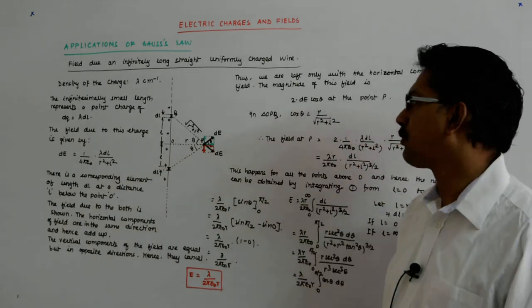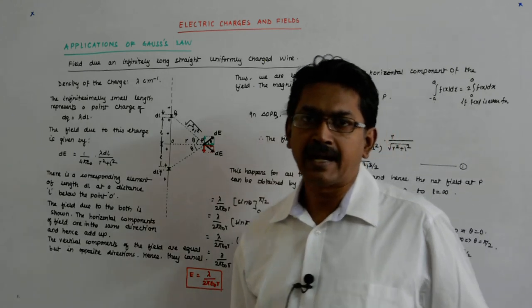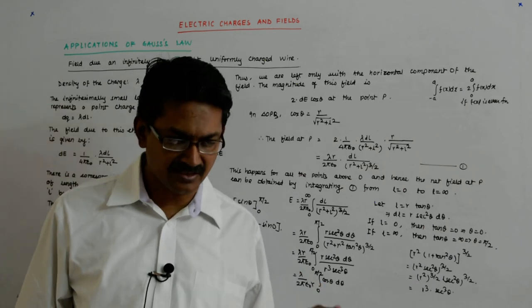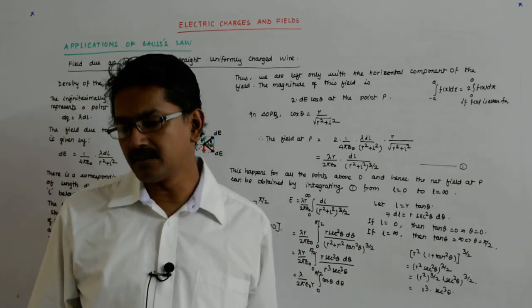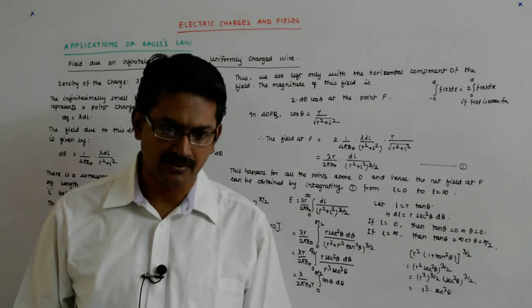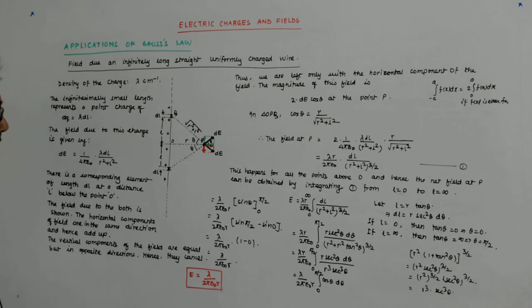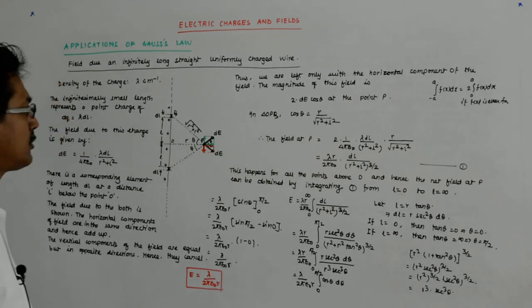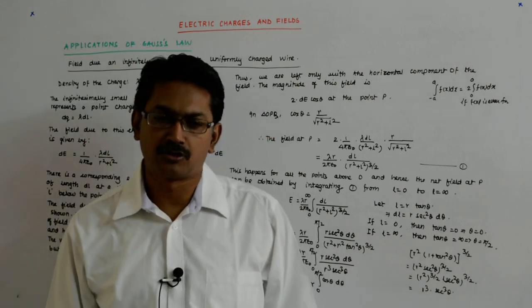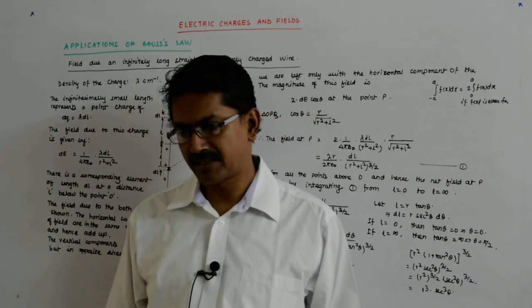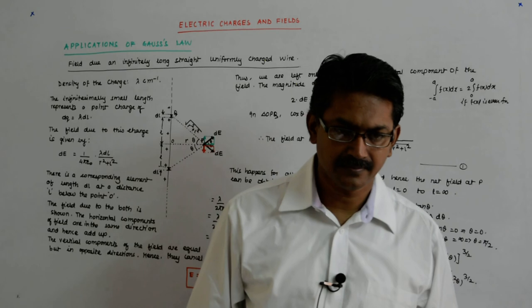But I have told you a way to find it. Now you will feel how simple and easy it becomes if I apply Gauss's law, and then you'll understand the power of Gauss's law. That is what we'll be doing next. We'll apply Gauss's law and try to find it out by Gauss's law. It's only then that you'll be able to realize how simple and easy it becomes.